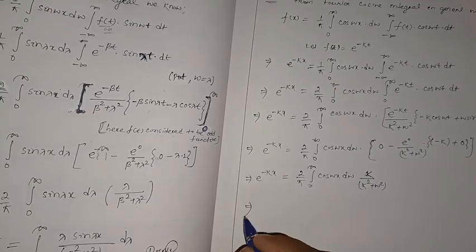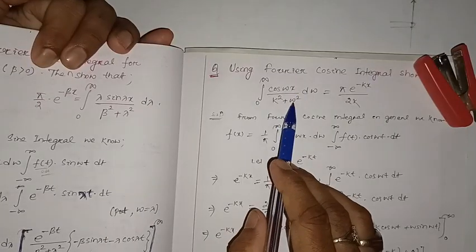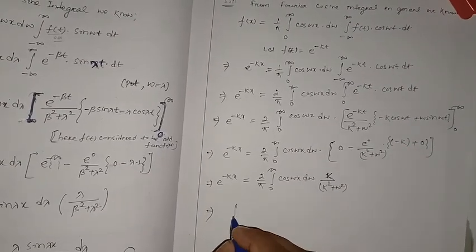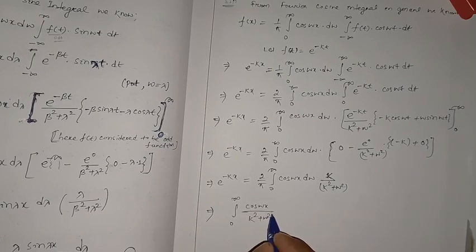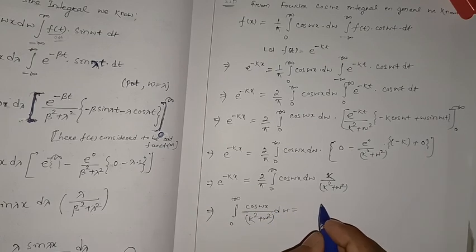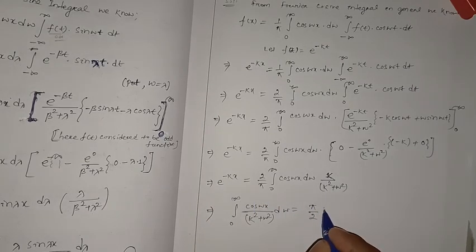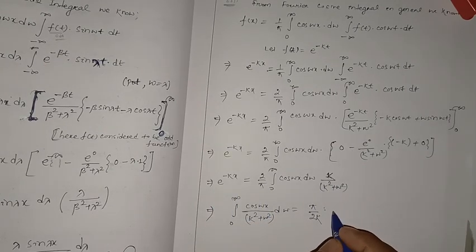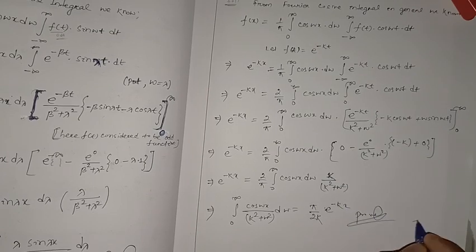So that implies what we found: this integration of cos omega x by k square plus omega square d omega will be equal to pi by 2. Now it has been proved already. Integral 0 to infinity cos omega x by k square plus omega square d omega equals pi by 2k into e to the power minus kx, which is what we intended to prove. Proved, right?